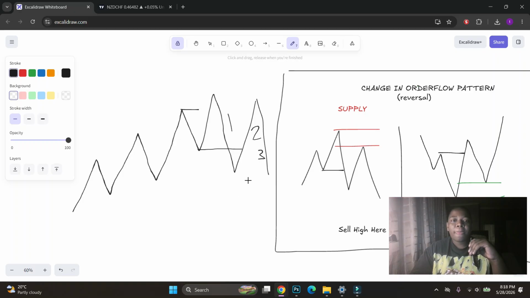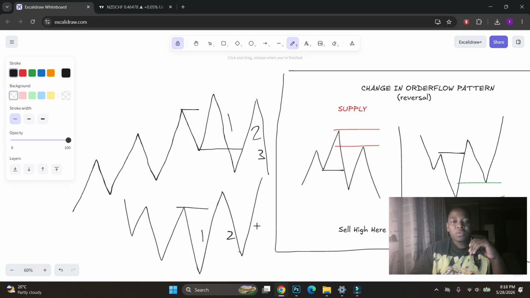Changing order flow. If price is coming down and you spot a change in order flow, something like this, either you in wave 1, wave 2 or wave 3. This is a reversal pattern. It happens on each and every time frame on the market. A reversal pattern. Once you study this, you're gone.